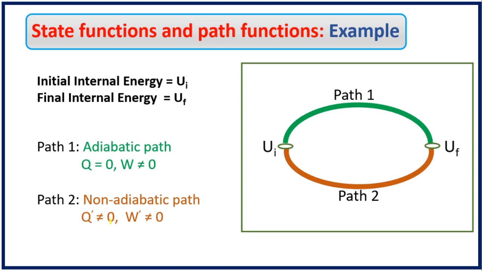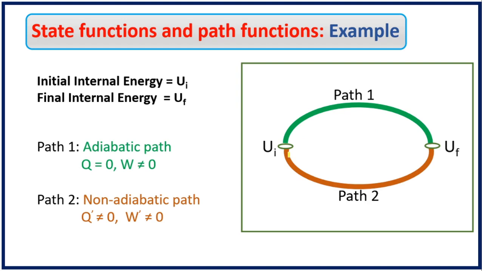That means Q will have some value, and work W also will have some value, whereas this work here is not equal to X, but it may be Y. That means the work value in the adiabatic path and the work value in the non-adiabatic path are both different. So that means these Q and W values depend on the path followed by the system, but not on the state of the system.